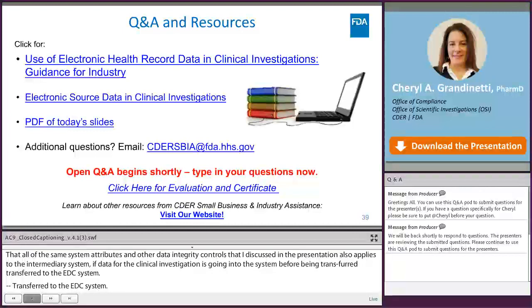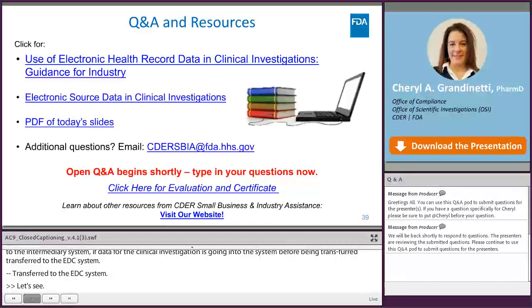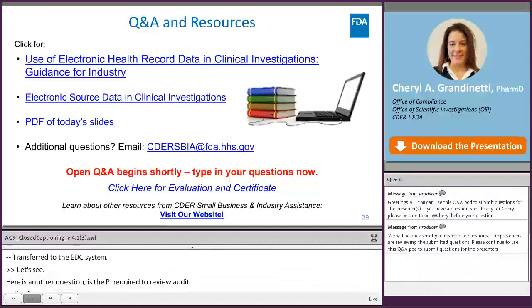Here's another question. It says, is the PI required to review audit trails of EHRs? And should this be required? What is the frequency, and does this review have to be documented? No, the PI is not required to review audit trails of the EHRs.